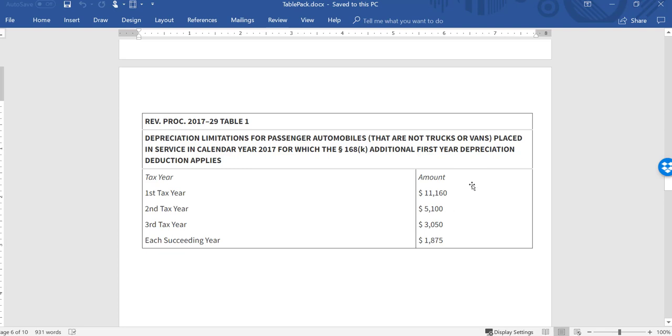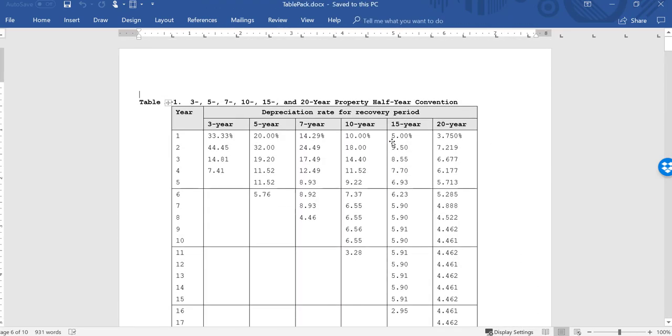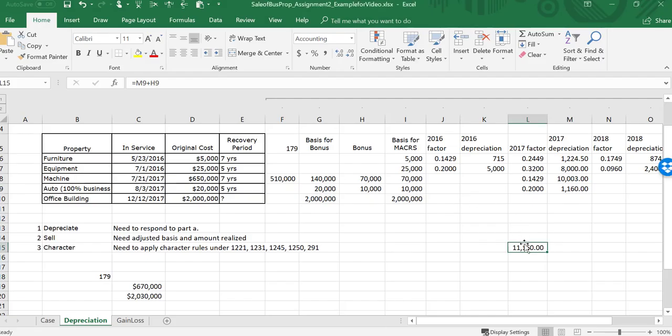Sorry, there it is. 2017, first year depreciation when bonus is applied. There it is, $11,160. Of course, when there is no bonus, that's only $3,160. Okay, let's get back into our depreciation tables here for a sec. All right, so we've dealt with the auto now for 2017.